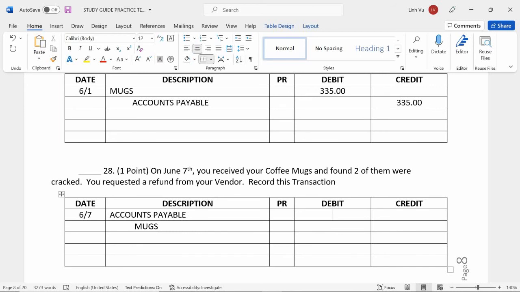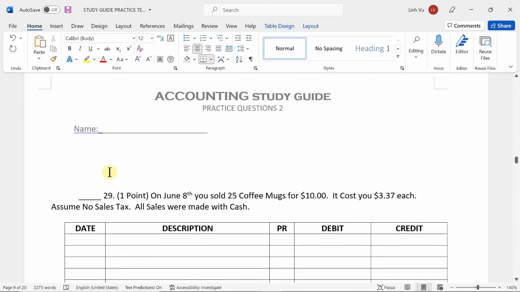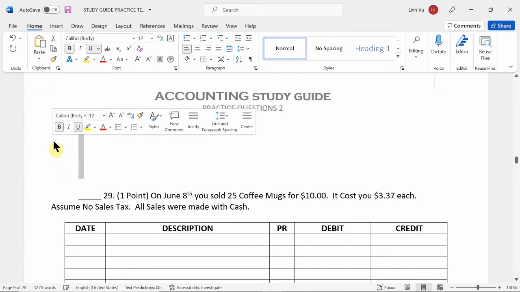So in this case, how much is it going to cost me per mug? $2.35. So $2.35 times 2? $4.70. $4.70. Okay, good. All right. Number 29.